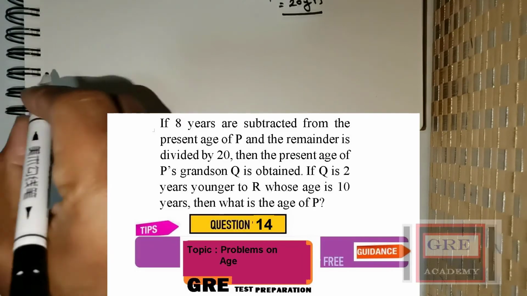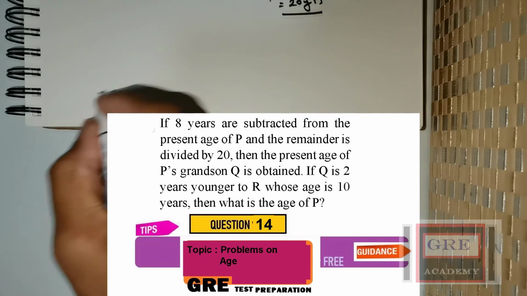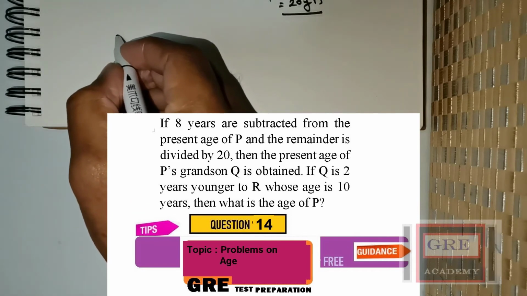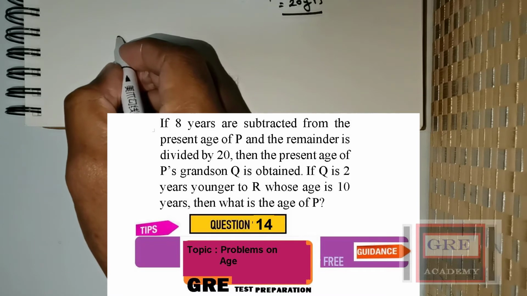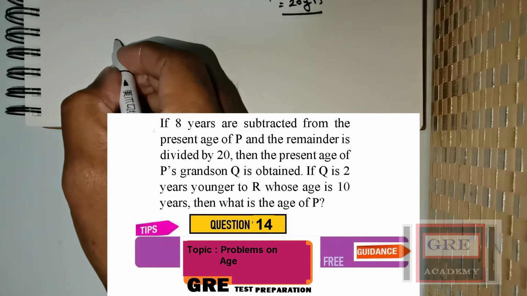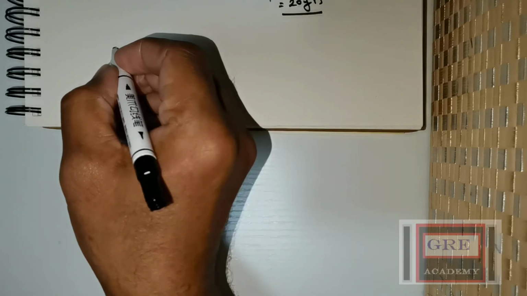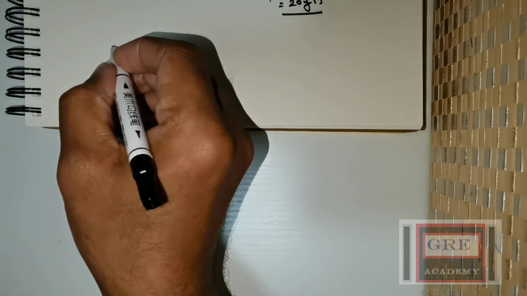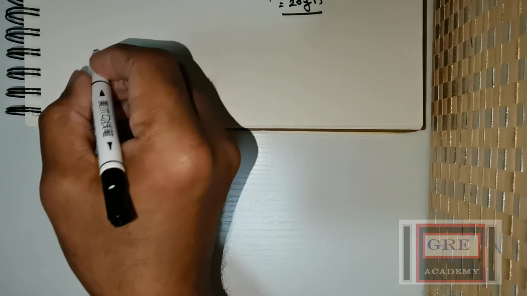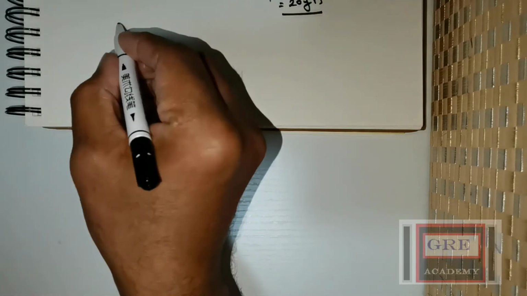Students, we are given this question. If 8 years are subtracted from the present age of P and the remainder is divided by 20, then the present age of P's grandson Q is obtained. If Q is 2 years younger to R, whose age is 10 years, then what is the present age of P? Now, we are given one piece of information.